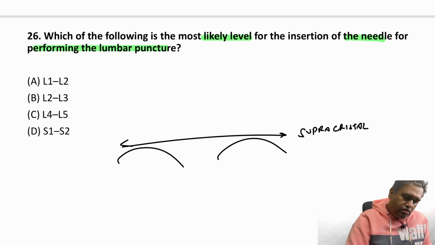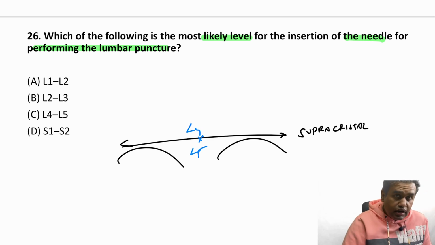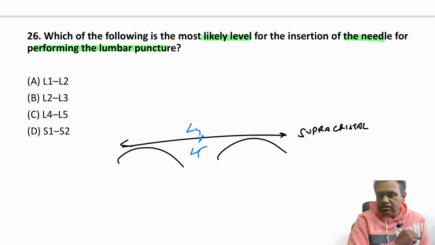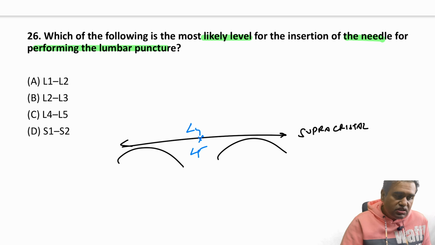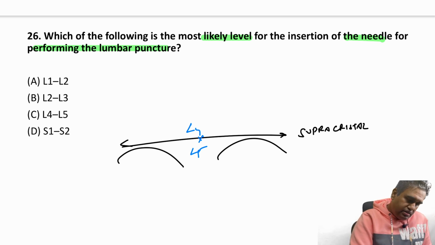And we say it is around L4, L5, and this is where the needle has to be placed in the midline of a flexed trunk. So the needle passes easily into the subarachnoid space, into the cerebrospinal fluid. Answer is straightforward without a doubt. It is L4, L5.